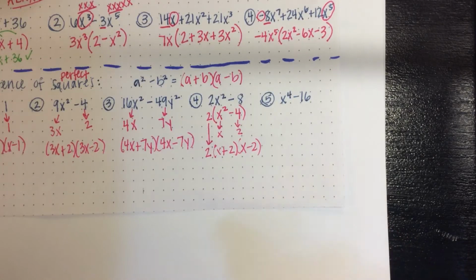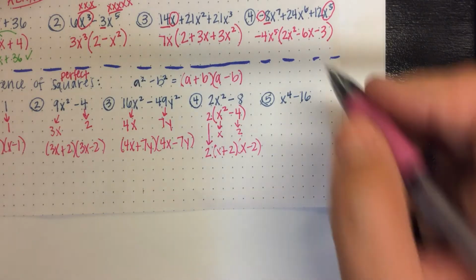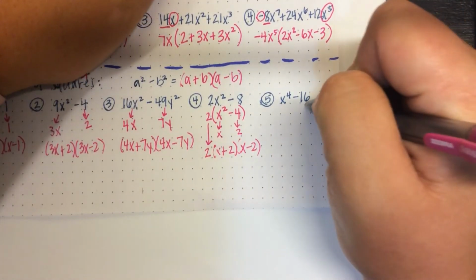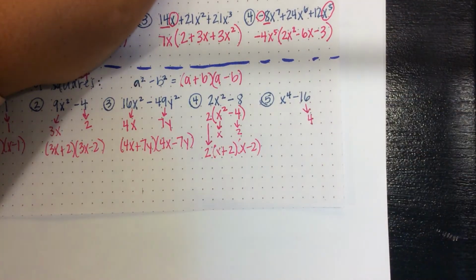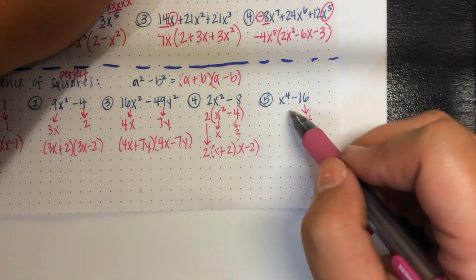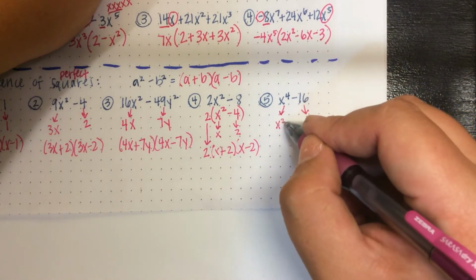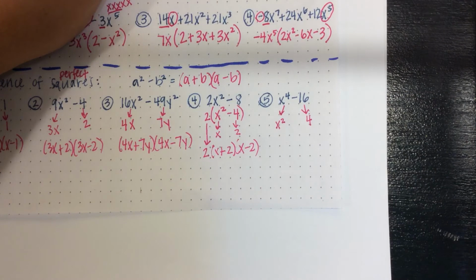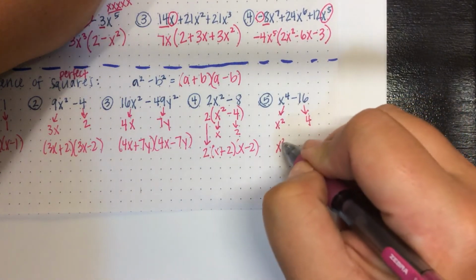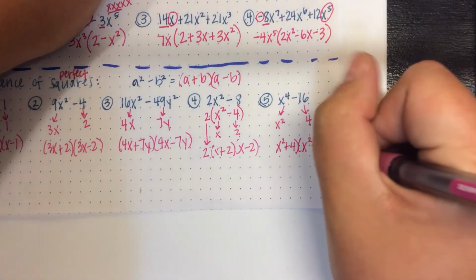Okay, then the last one, we've got x to the 4th and 16. 4 is even, so that we're good there, and then 16 is a perfect square. So the easy one here is the square root of 16. That's 4. Okay, if I have something besides x squared, like x to the 4th here, to find the square root, you cut the exponent in half. So I have an x squared. So that means I have x squared plus 4 and x squared minus 4.